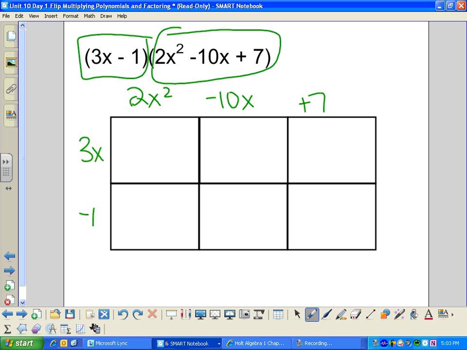Now this one's going to have 3x times 2x squared. This is like 3x to the first. So when I'm multiplying same bases, remember I add the exponents. First I've got to do my coefficients. So 3 times 2 is 6. X to the first times x squared is x cubed. Looking good. So now I've got 3x times negative 10x. Do my coefficients. 3 times negative 10 is negative 30. X times x is x squared.